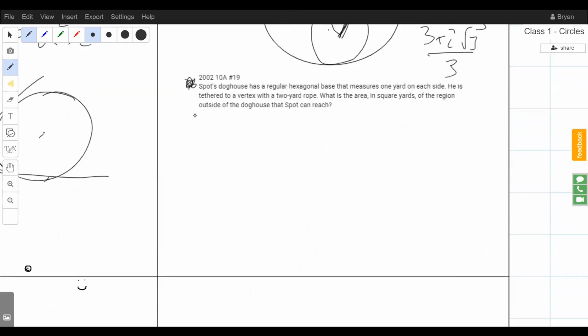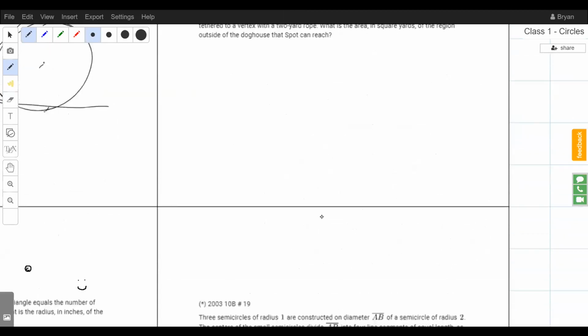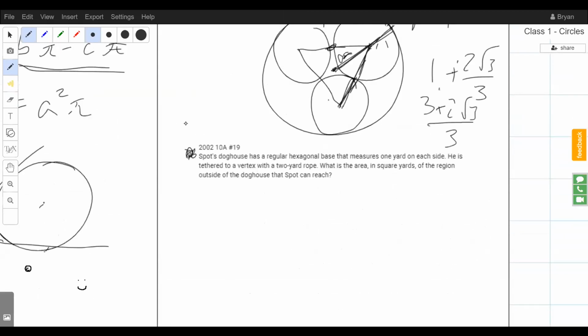Anyway, moving on. Spot's doghouse. This is an area problem.